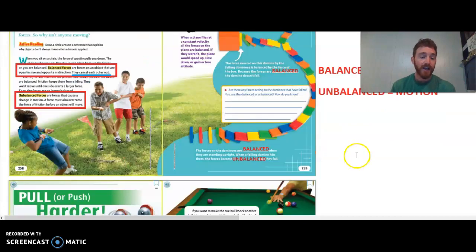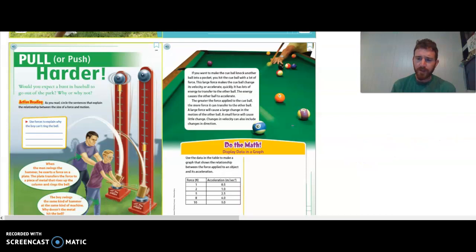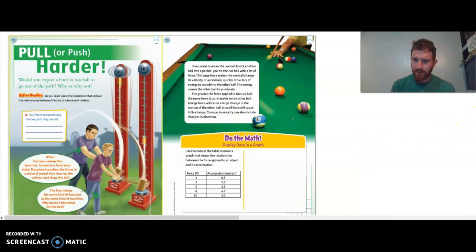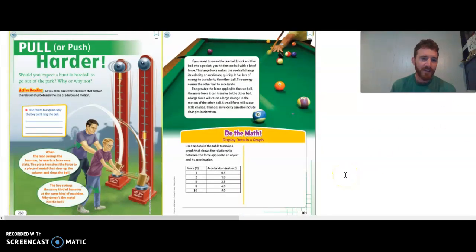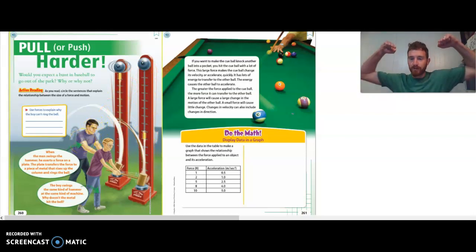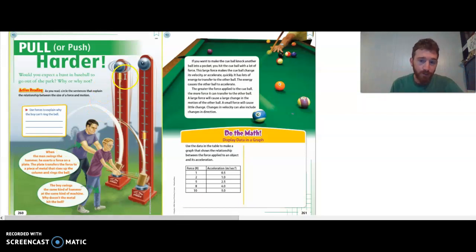Okay, so there's that. Our other two pages are pretty basic. I'm not going to go too heavy into these, but basically it means if we push or pull harder, the more force we put on an object, the more motion that can happen as a result. So they have this example of a grown man and a younger boy hitting the mallet that makes the thing go up and ring the bell. So the man who's more grown, with stronger muscles, is able to hit harder. When he does that, the motion happens more, and so the thing goes up and rings the bell.